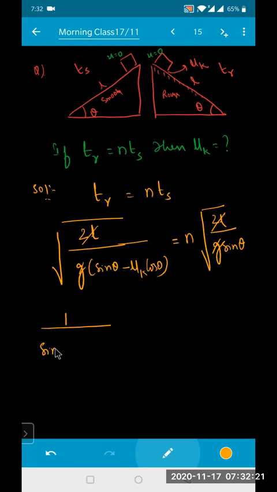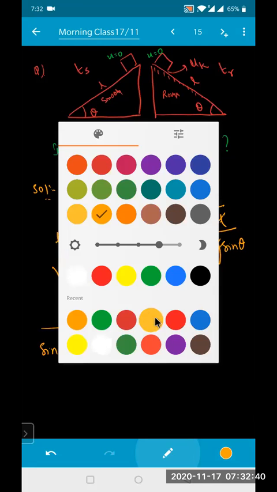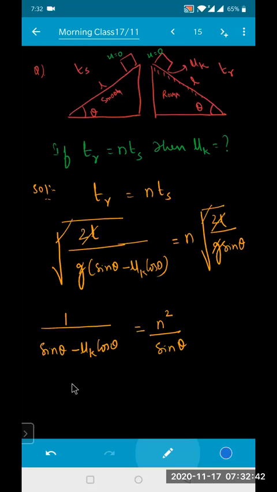This will be sin theta minus mu k into cos theta is equal to, this will become n square divided by sin theta. I have removed this root, so when I remove the root, this n will become n square. Now let's do the calculation for this: sin theta is equal to n square into sin theta minus mu k into n square into cos theta.